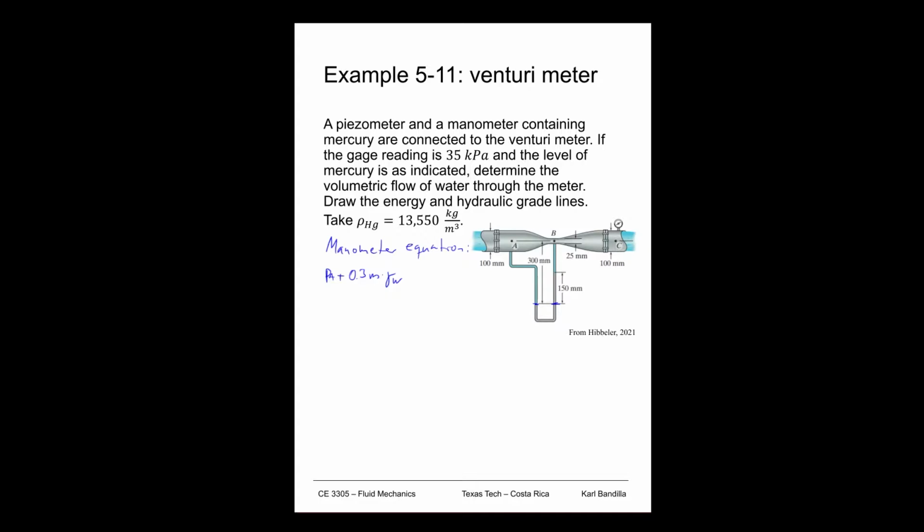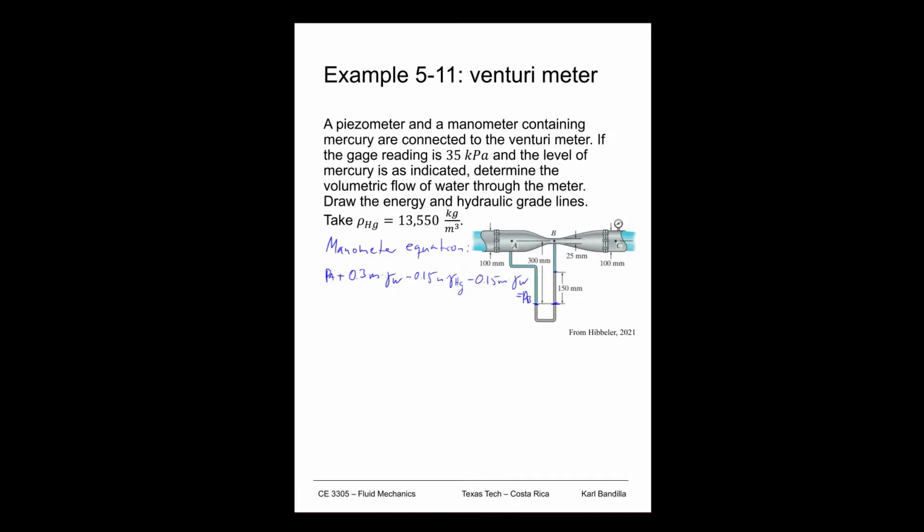So we can go from here and go upward. We go upward by 15 centimeters times gamma Hg, that gives us here. And then we can go up the last 150, right? Total is 300, this part is 150, so minus 0.15 meter times gamma water. All of that is equal to PB.